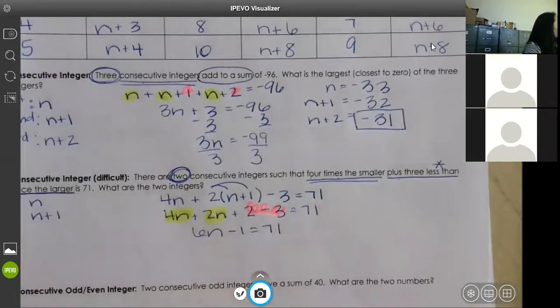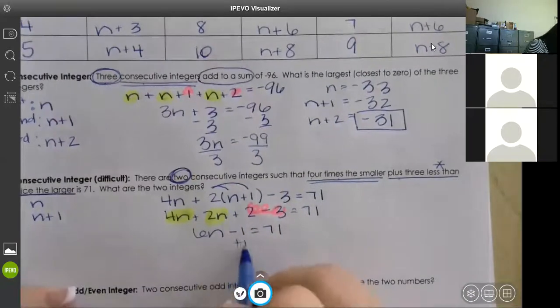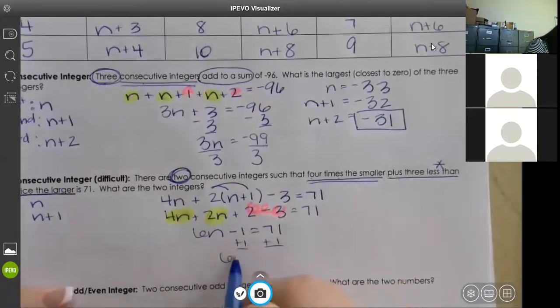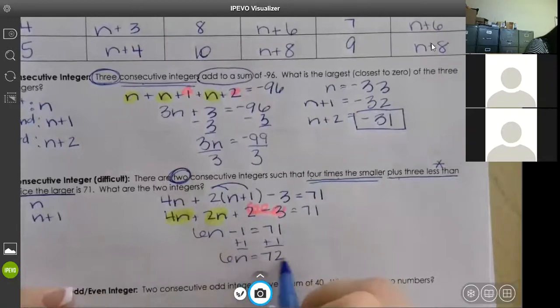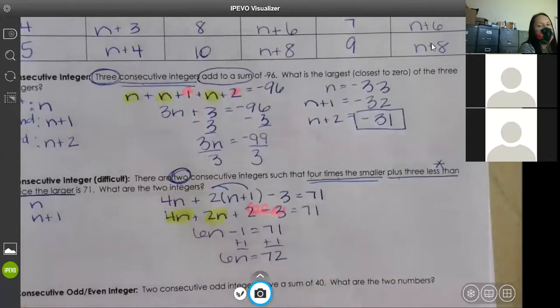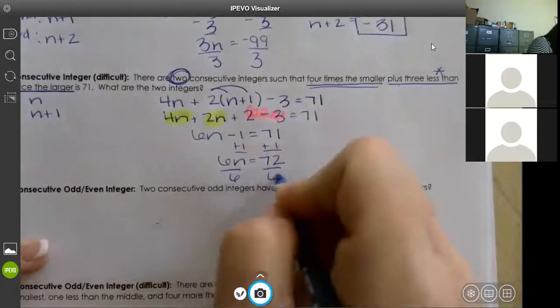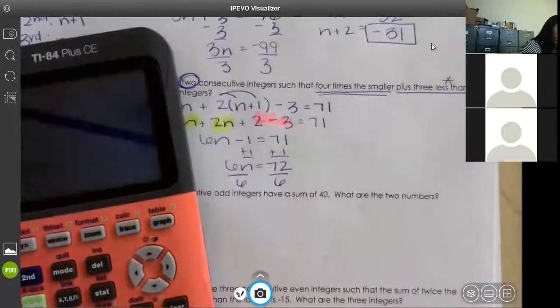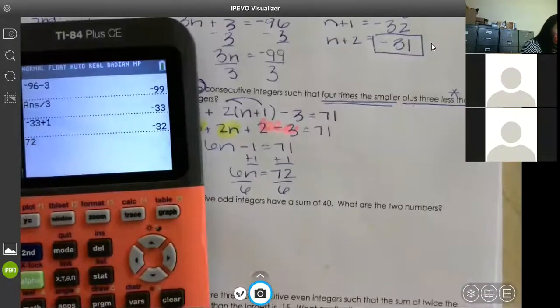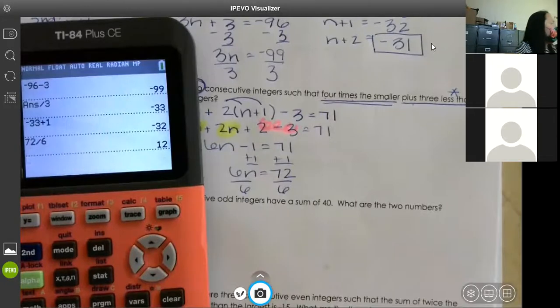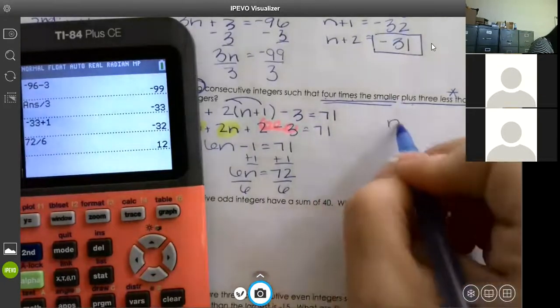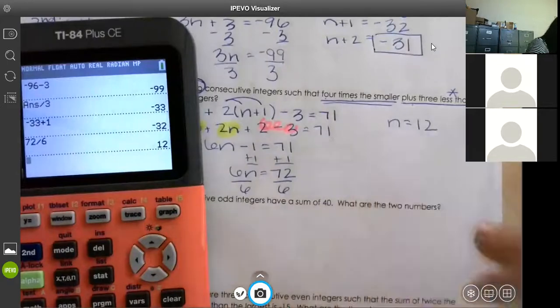We're solving for n. How do we get rid of that negative 1 we don't want? Add 1. We get 6n equals 72. How do I finish it? Divide by 6. If you need to, use your calculator. I don't necessarily have to again, but I want you guys to. So I want you to feel comfortable that I'm okay with you using calculators. We get that n equals 12.